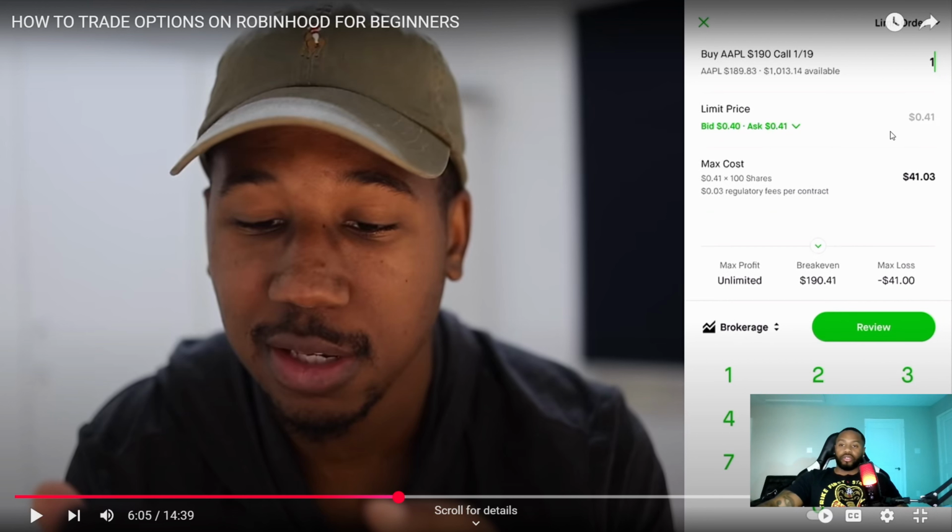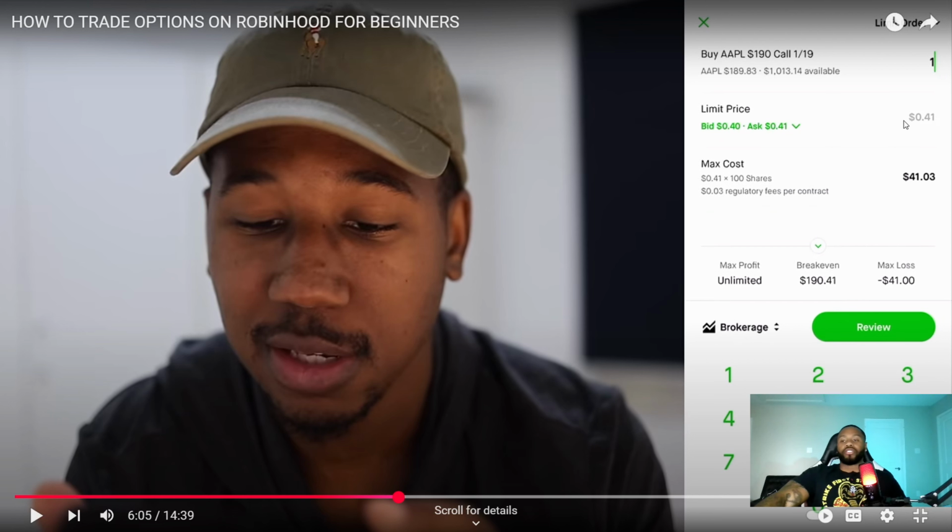So again, 41 cents times 100 shares gets you $41. So every time you see this price, when you get ready to get an option contract, multiply it times 100 shares, and you're going to get this price right here.